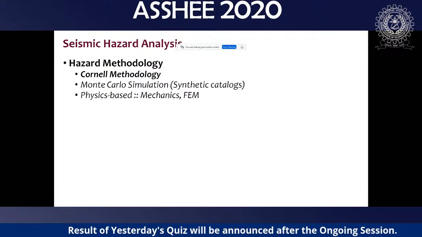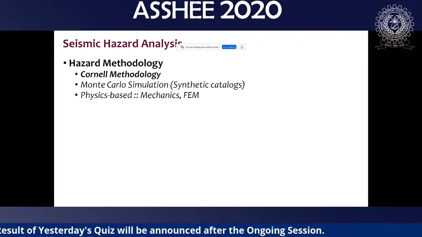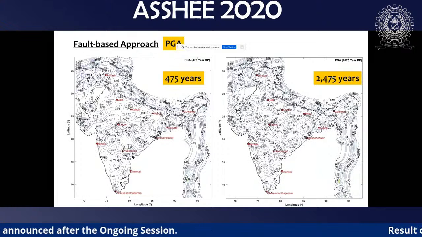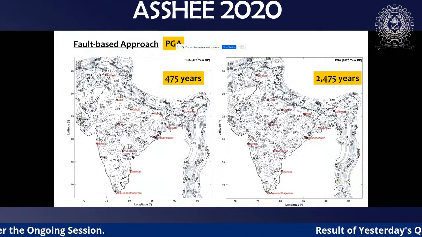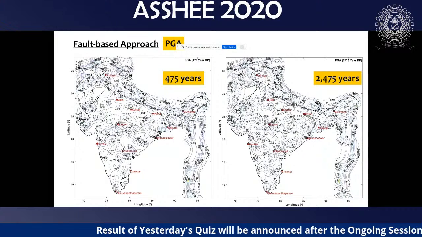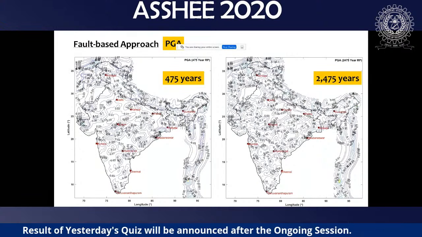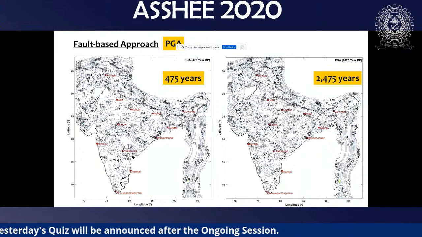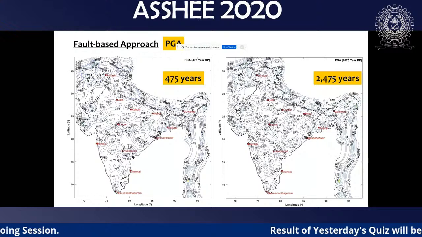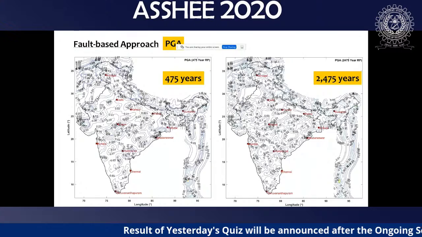Now this physics based thing is still under progress itself. So now I am just showing you the contour maps for 475 years and 2475 years from fault based approaches. In the fault based approach, we assume the sources as linear sources. So what will be the PGAs? You can see 475 and 2500 years, say, that is 10% and 2% probability in 50 years. So the fault based approach gives you very low values when you compare with other things.